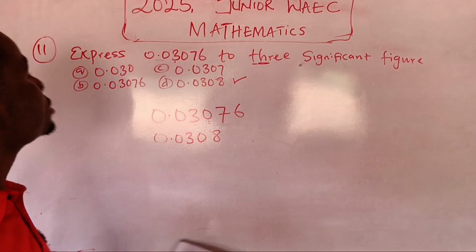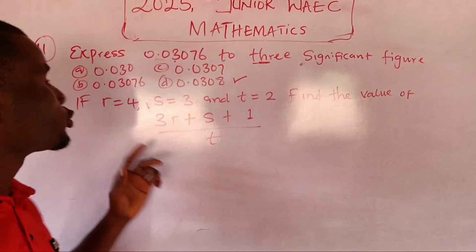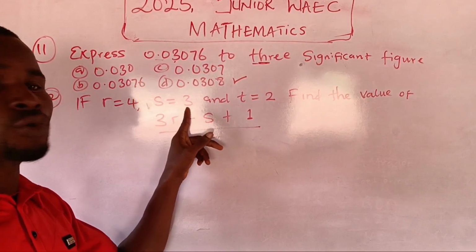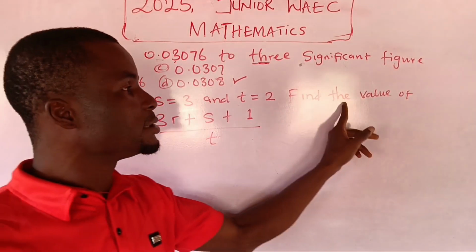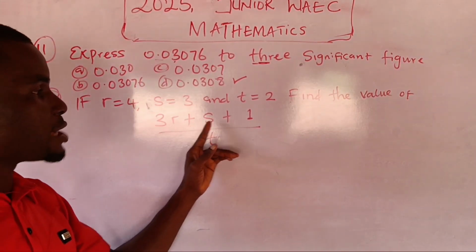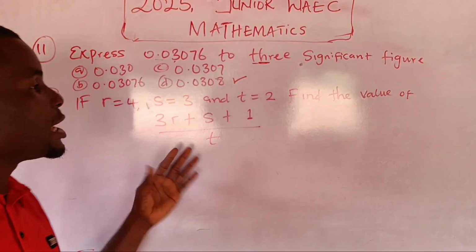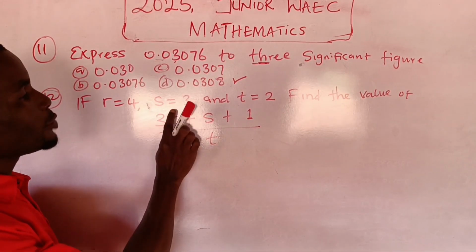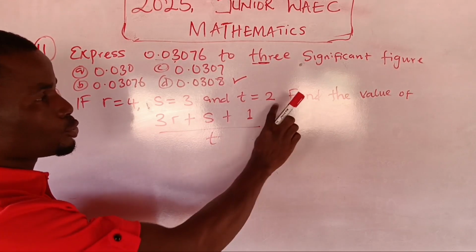So now let's go to question 12. Question 12 says, if R is equal to 4, S is equal to 3, and T is equal to 2, find the value of 3R plus S plus 1 over T. So your mission here is to substitute. Anywhere you see R, put your 4. Anywhere you see S, put your 3, and anywhere you see T, put your 2.